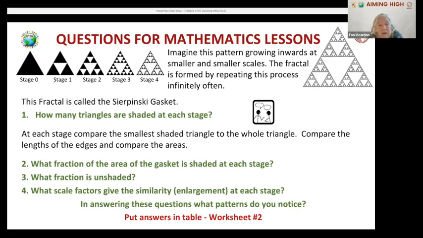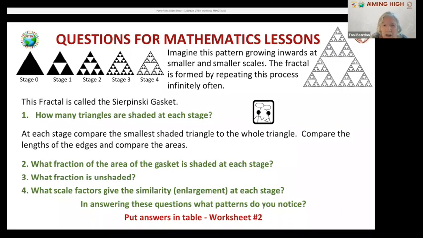And the fractal is called a Sierpinski gasket, by the way, but there's other gaskets which we may see a picture of later. How many triangles are shaded at each stage is a question you could ask. And that's what we've been asking, how many stages make the next stage, but we haven't yet counted all the triangles from the tiniest one to the biggest one. Even in stage four, you can see there are a lot of them.